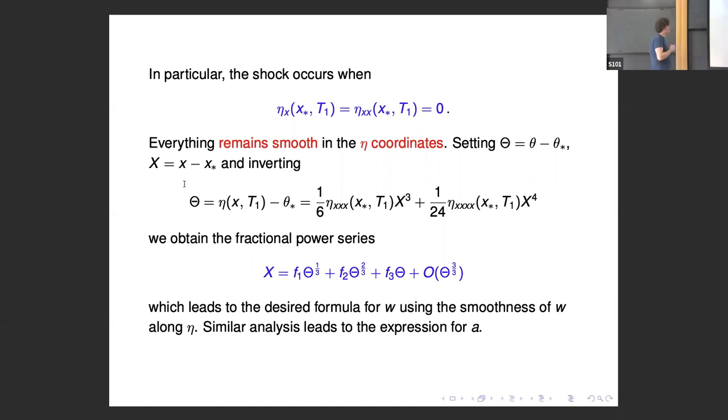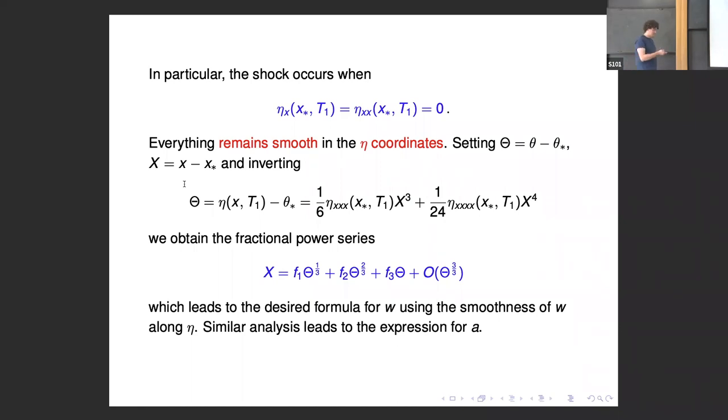Now we want to invert eta. So we want to solve for the inverse of eta. We plug this in because we have vanishing of the first and second derivatives, and we end up with this equation here. Inverting this, we end up with a fractional power series. Here, we take capital Theta to be the difference between the position where the singularity occurs and capital X, the difference in the Lagrangian variable that causes that singularity. By inverting this, you end up with this fractional power series where you can find specific formulas for F1, F2, F3.